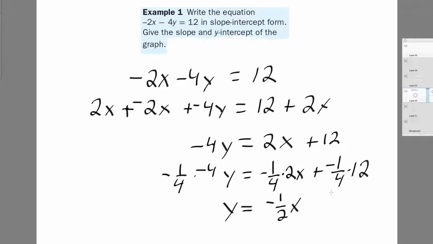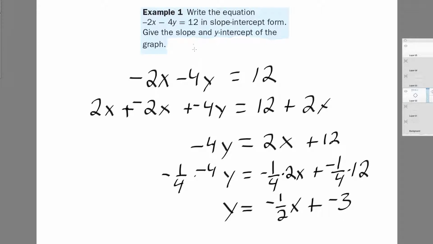plus 4 goes into 12, how many times? 3, that's a negative, so plus a negative 3. And now we have it in slope-intercept form, where y equals the slope of the line times x plus the y-intercept. We now want to know what's the slope and y-intercept of the graph.